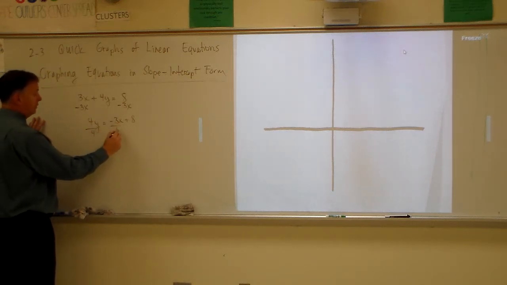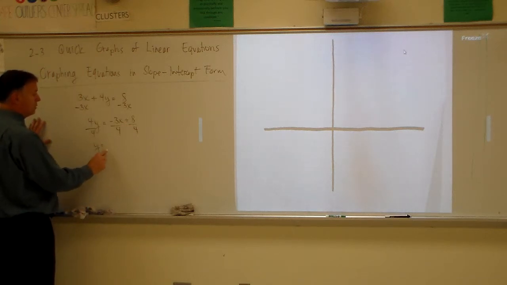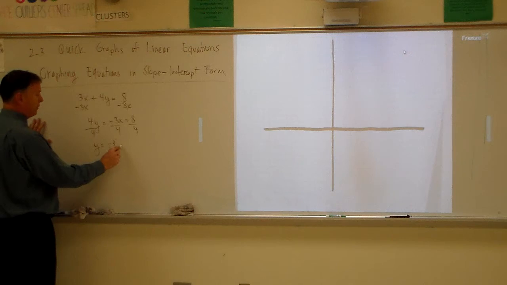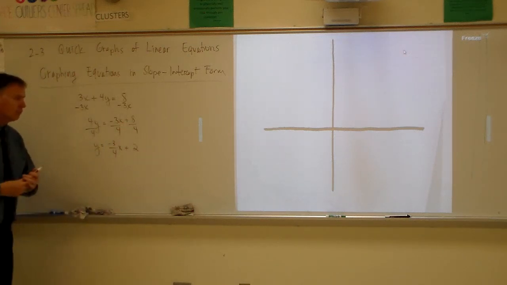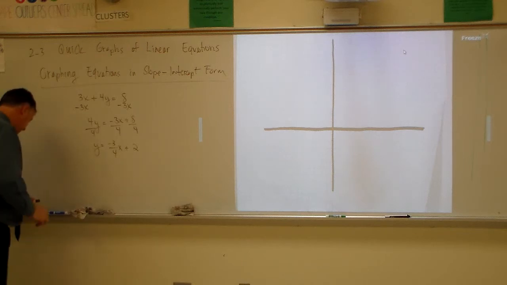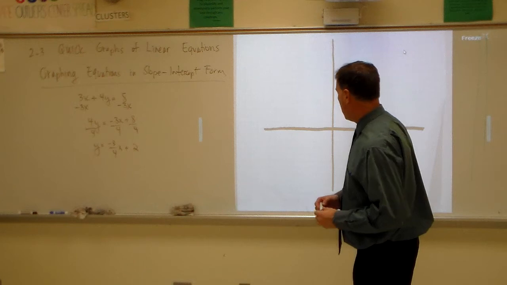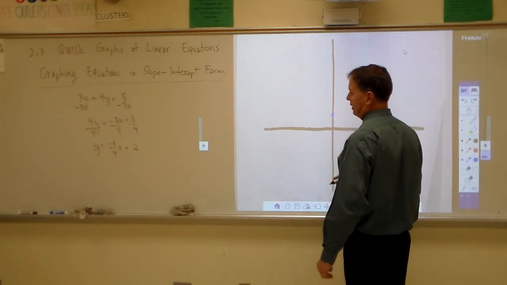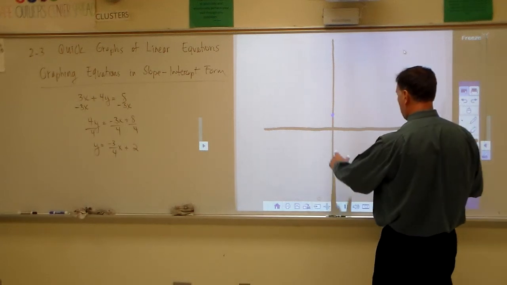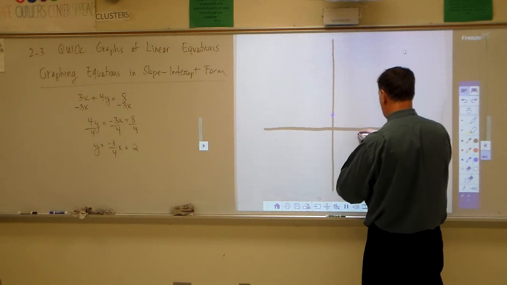Divide by 4. Y equals negative 3/4 x plus 8 divided by 4, which is 2. So I go to my graph. I go up 2: 1, 2. I put a dot. My slope says I go down 3 and over 4. Down 3: 1, 2, 3, over 4: 1, 2, 3, 4. Put a dot.